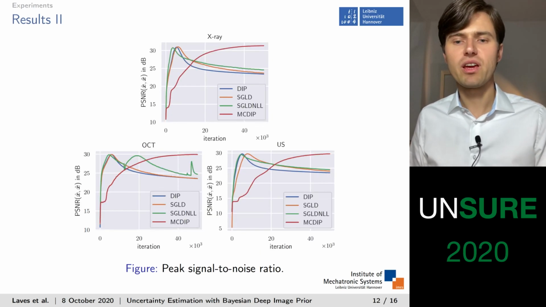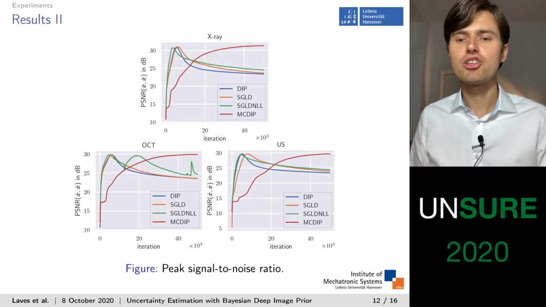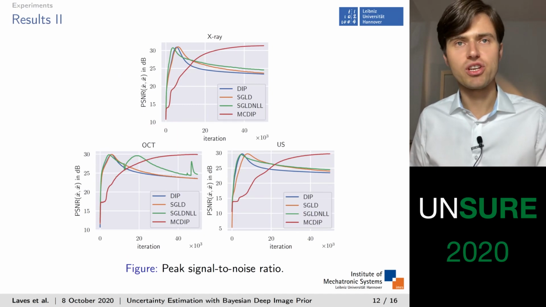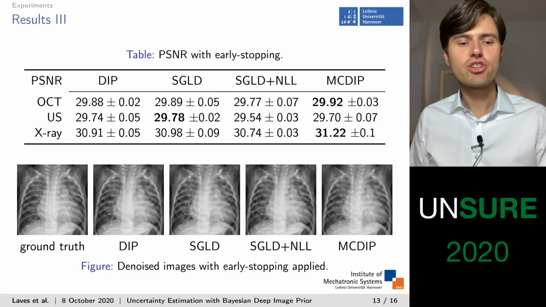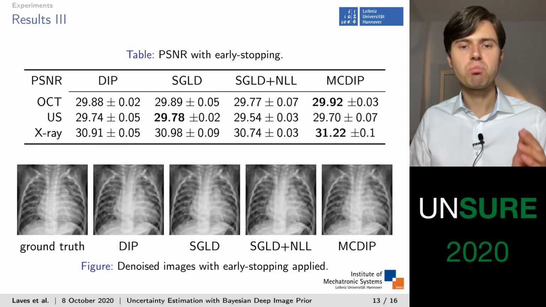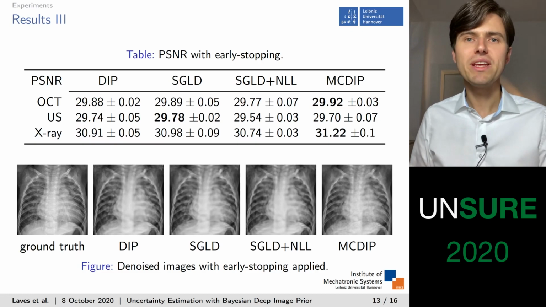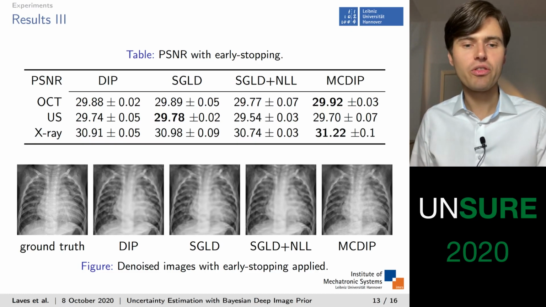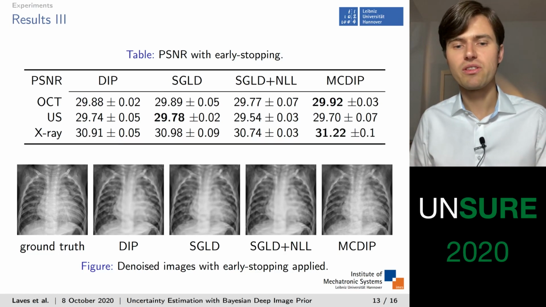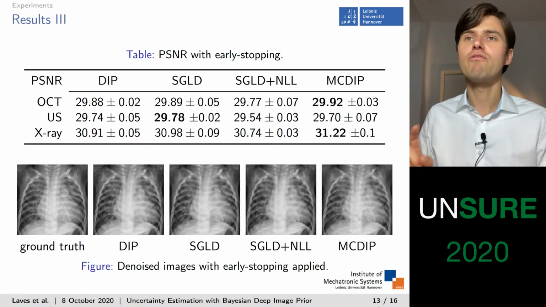And the plots for the other images look very similar and show that we did not cherry-pick the test image here. Although it was not the intention of this work to reach highest possible PSNR values, we even outperform the other methods with early stopping applied on the OCT and X-ray image. Note that we did not perform early stopping for our approach.